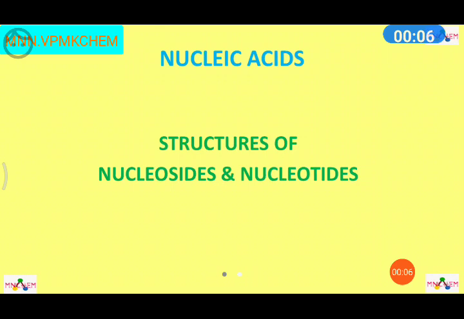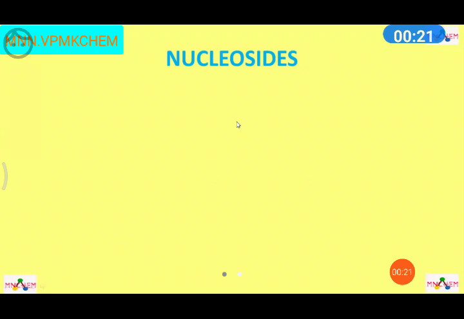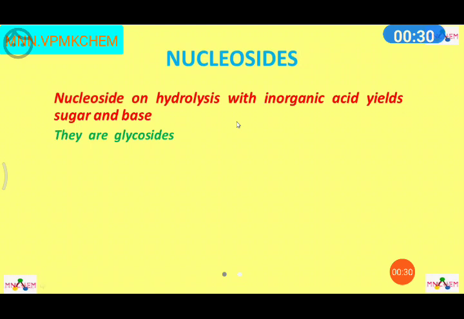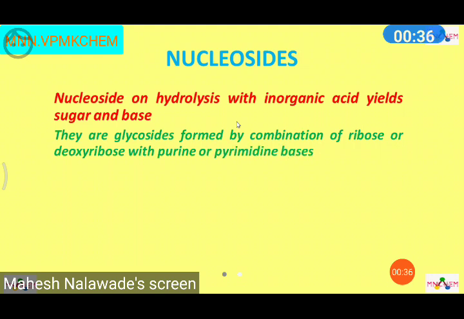Let's discuss the structure of nucleosides and nucleotides. When we talk about the controlled hydrolysis of nucleic acid, we get nucleotides and subsequently nucleosides. So nucleosides, on hydrolysis with inorganic acid, yield sugar and base. They are glycosides formed by combination of ribose or deoxyribose with purine or pyrimidine bases.